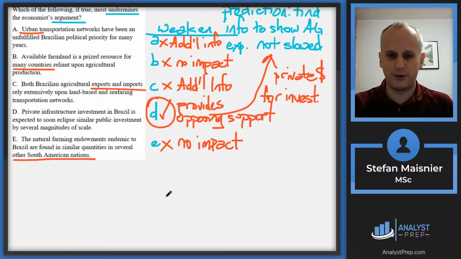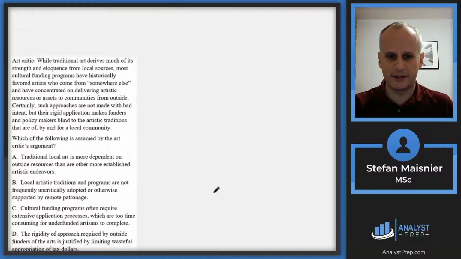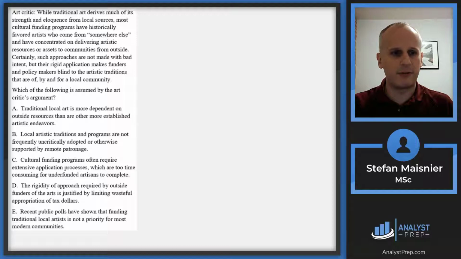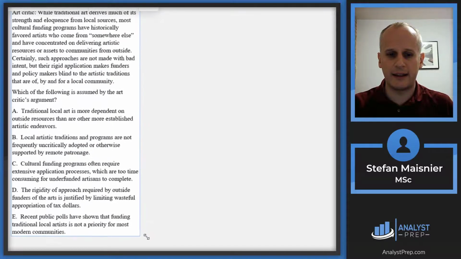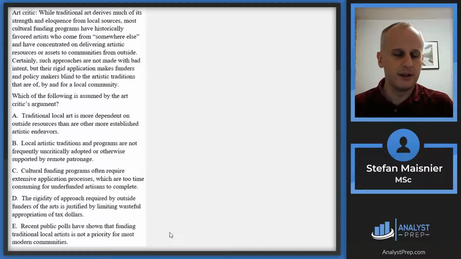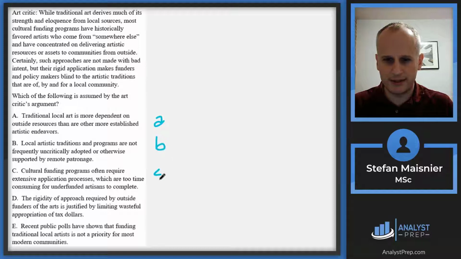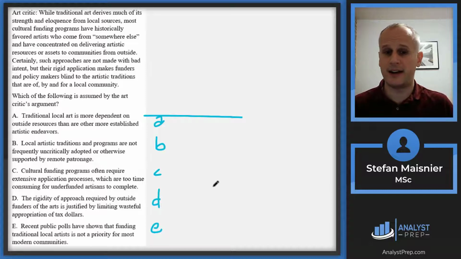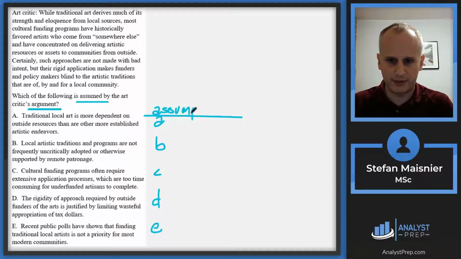So let's scroll on down and we'll take a look at another example from an art critic. And just as we did before, we're going to begin by writing out our answer choices A, B, C, D, E, and put a line over top so that we can identify our argument question task. So once again, we see the word argument, which tells me that it's probably an argument question task. And in this case, we've got the word assumed. So assumed is indicating it's an assumption question task. So we've got to find something that must be true to believe the conclusion.